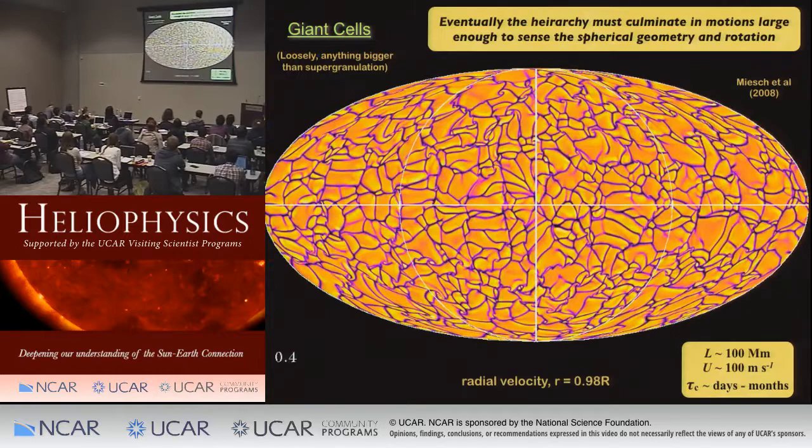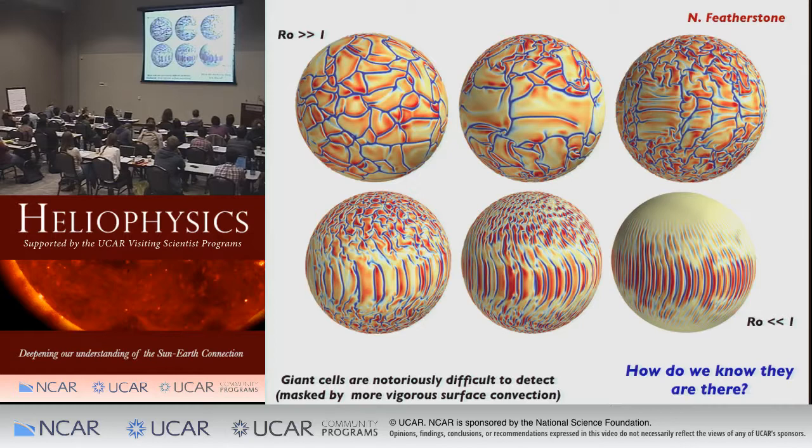All right. So we don't really know what the Rossby number is in the sun. This is, again, work by Nick Featherstone showing a range of different Rossby numbers. Here, the Rossby number is a lot less than one. You see banana cells that look a lot like the planetary convection regimes. Often, the poles can be suppressed. It's easier to get heat out by these Busse columns outside the tangent cylinder.